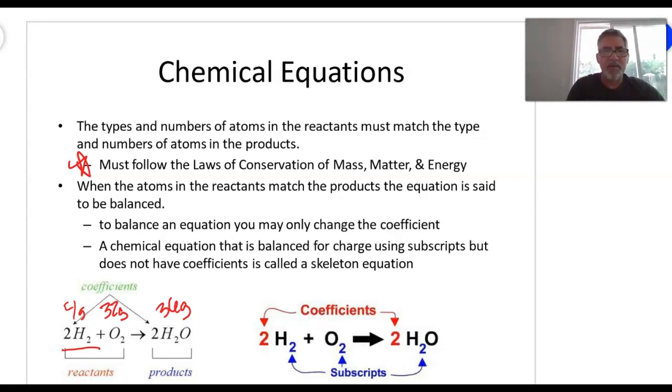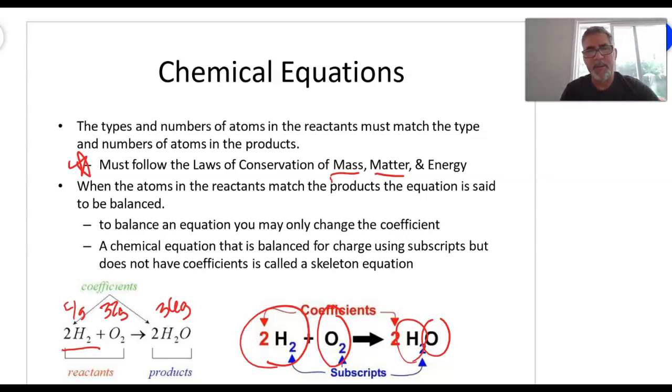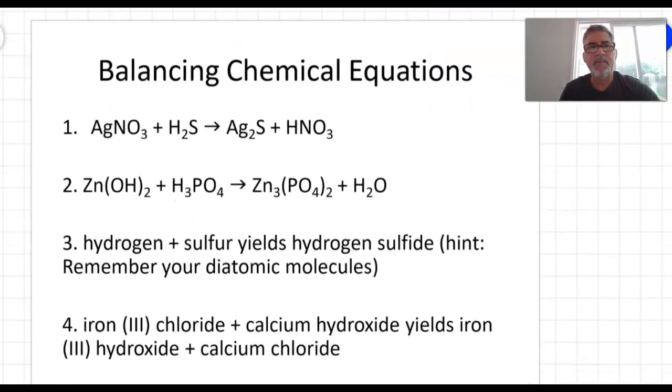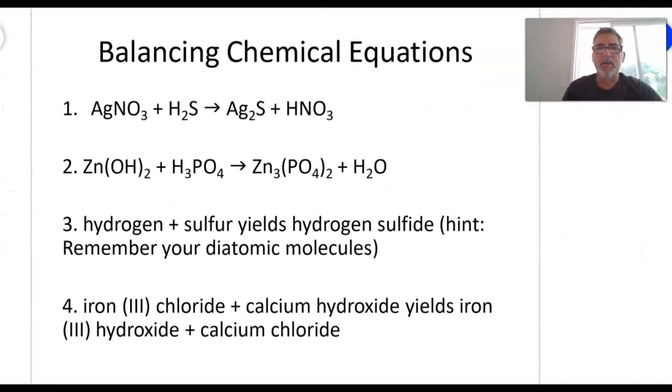All right, so matter is just counting atoms. Again, I have 4 atoms here, 4 atoms here, 2 atoms here, and 2 atoms there. So mass and matter. And energy we'll talk about later on in the summer semester when we talk about thermochemistry, but that has to be true as well. Okay, so balancing is pretty easy. The important thing with balancing is we can only change coefficients. There are a couple of types of chemical equations. This is called a skeleton equation here.